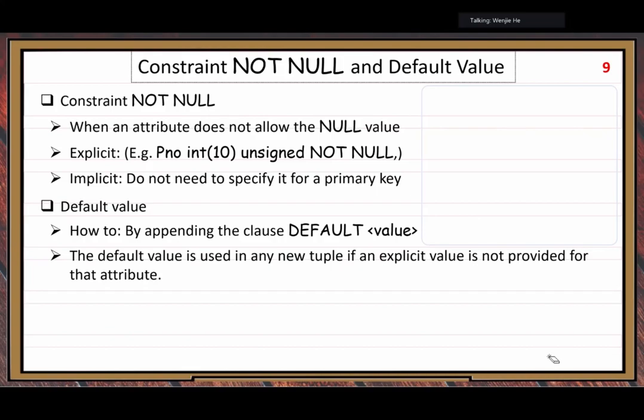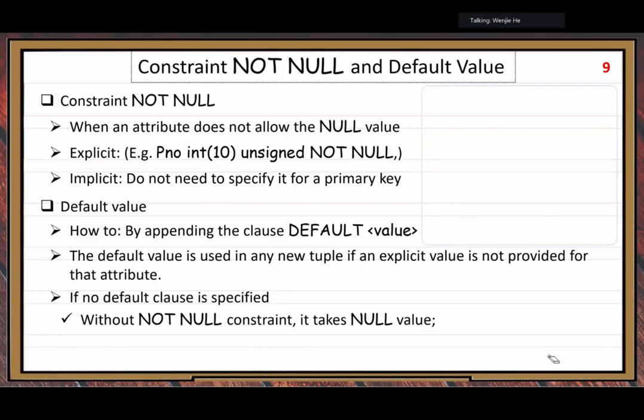Default value. So that could make the data entry a little easier. If no default clause is specified, then without not null constraint, it takes null value. So you can use the null if a null value is acceptable. You just use it.